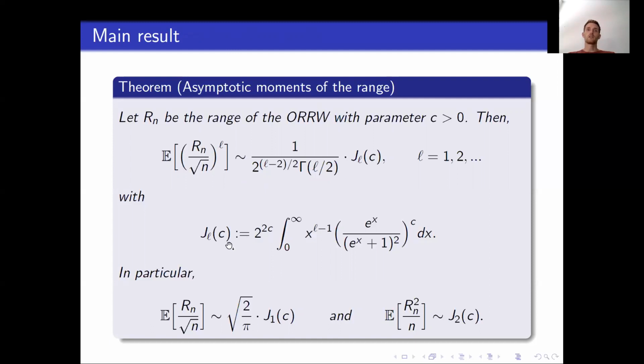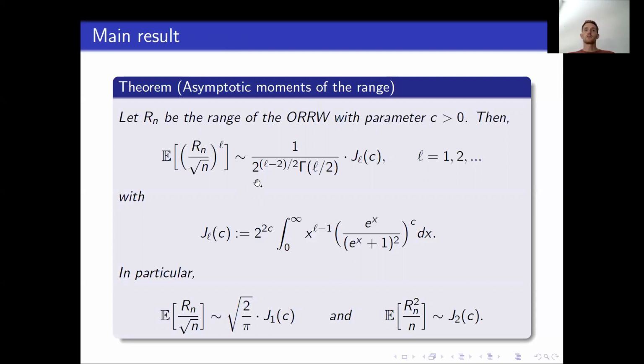Okay, first, this factor depending on l and c is given by an integral expression, and this integral expression is decreasing in c, which is not surprising because if we are at the edge of the visited area, then we have a probability of 1 over 1 plus c to move to a new spot, which is decreasing in c. So also the expected range is decreasing in c.